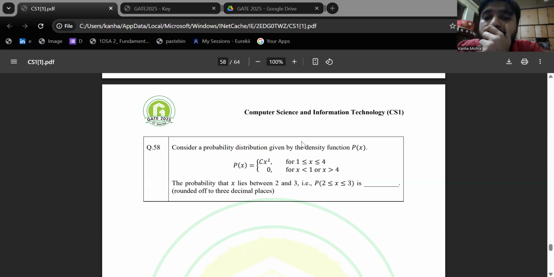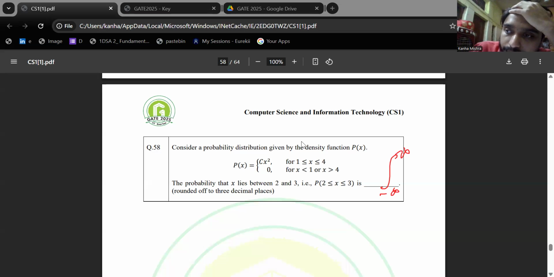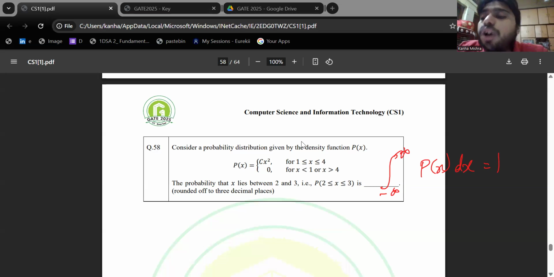So let's first understand what this particular concept is. A probability distribution function describes the relative likelihood for a continuous random variable to take on a given value. The total area under the curve of the probability distribution function over its domain must be equal to 1. So the total area under the curve from minus infinity to infinity of the probability distribution function dx, we have to do integration. So let me repeat. A probability distribution function describes the relative likelihood for a continuous random variable to take on a given value.